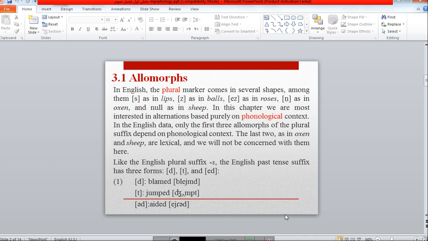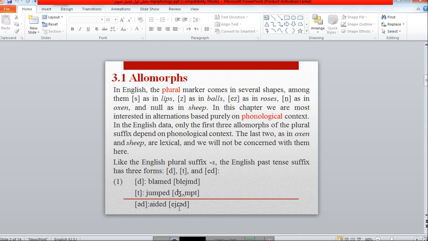The distribution of the three allomorphs is predictable and parallel to the distribution of the three allomorphs of the English plural suffixes. You see here, d is found on verbs ending in a vowel or a voiced consonant, with the exception of alveolar stop d. t is found on verbs that end with a voiceless consonant, with the exception of alveolar stop t. In verbs that end with t and d, we find ed, like aided.